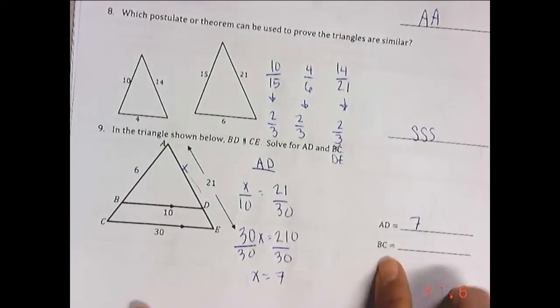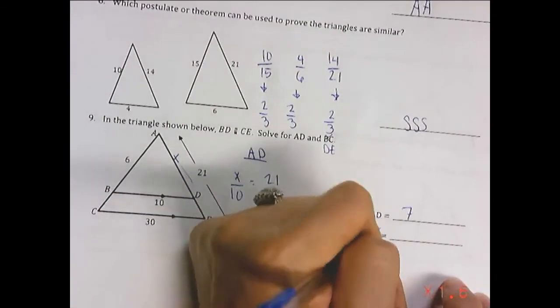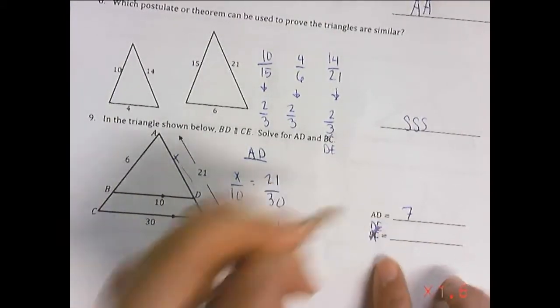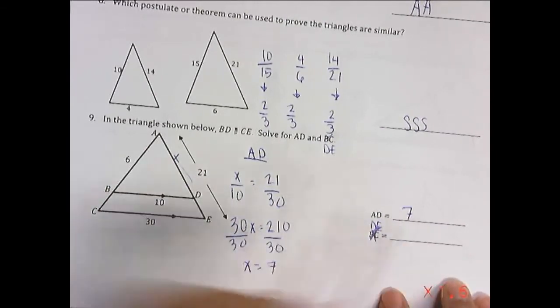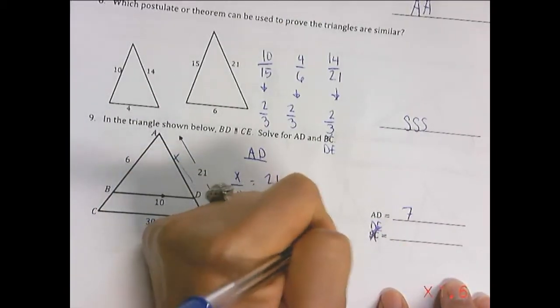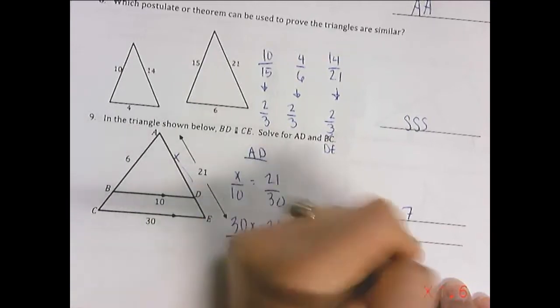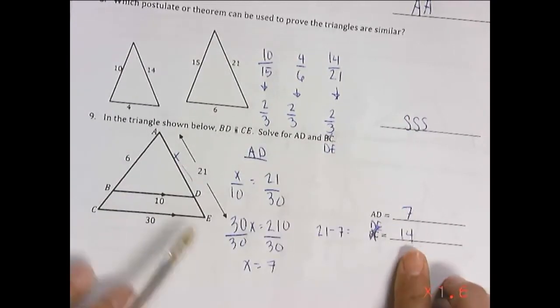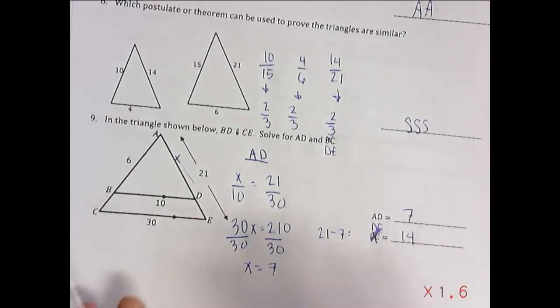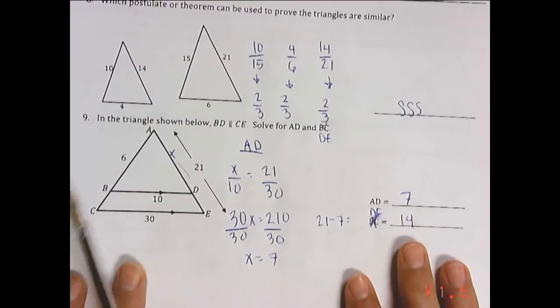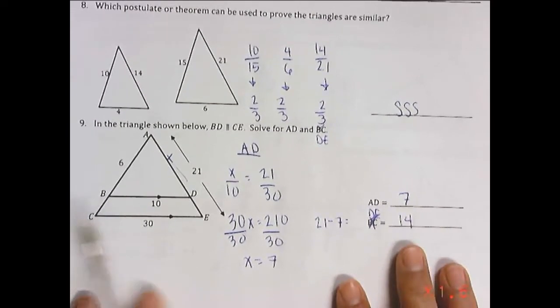And then I want to find DE, right? Well, what I'm going to do is simply take 21, the entire side, minus 7, and I would get 14. I know it's not really drawn to scale. This is the bigger piece and this is the smaller piece, but for all intents and purposes with this question, that's going to be your answer.